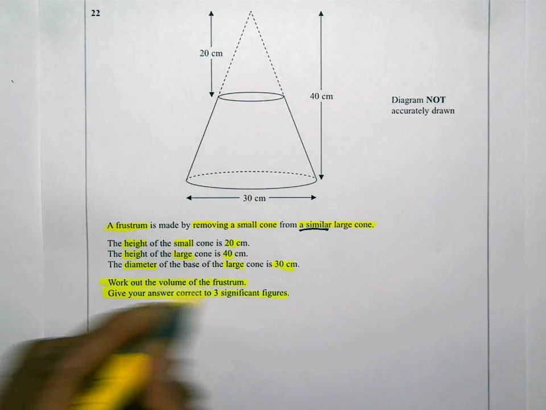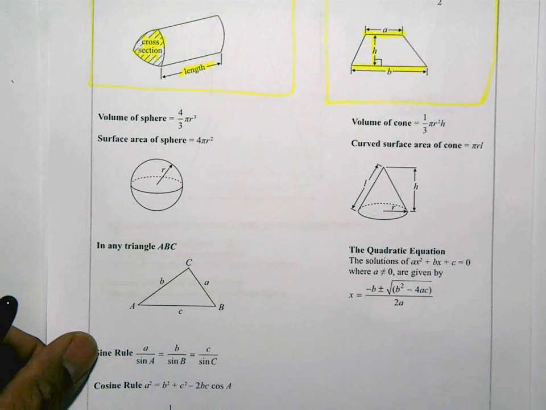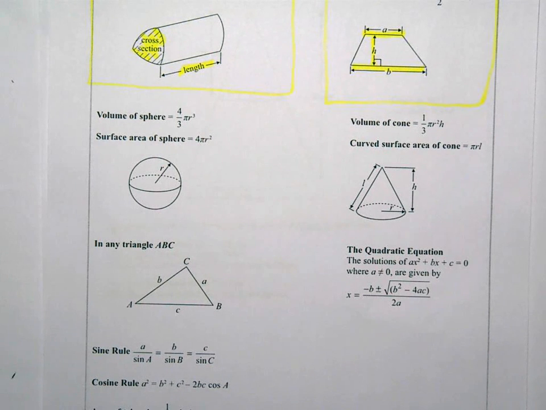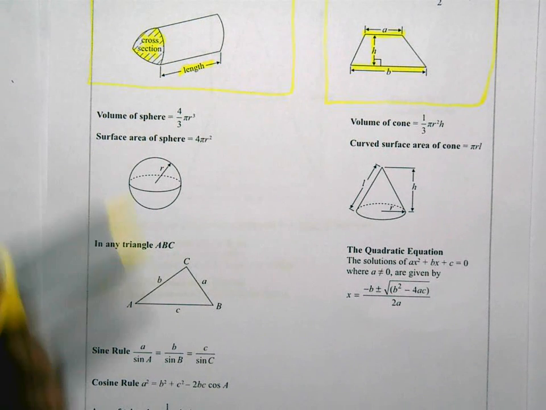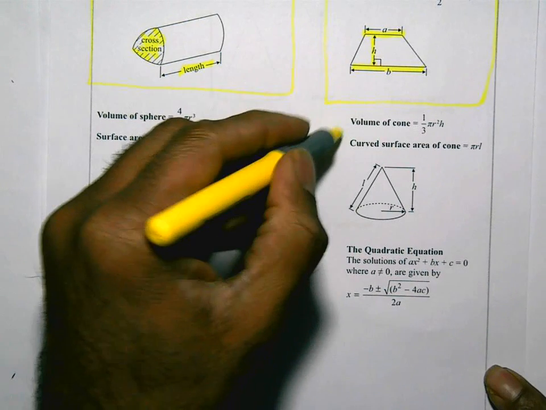Again, another part of a question where it says give your answer correct to a certain number of significant figures. Now in this type of question, you need to know how to work out the volume of a cone. And again, we're going to go back to the formula sheet at the front of the exam. We looked at several things already, the cross-section and the area for a trapezium, but the volume of a cone is over here.